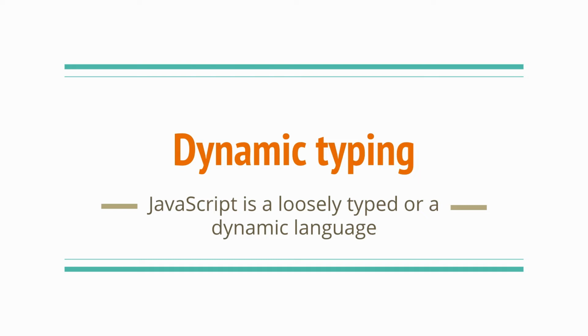The examples of strongly typed programming languages are C++, C, Java, etc. And the examples of dynamically typed programming languages are JavaScript, Python. Now what does dynamic typing mean?